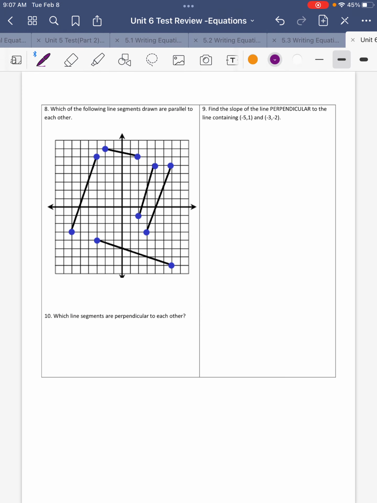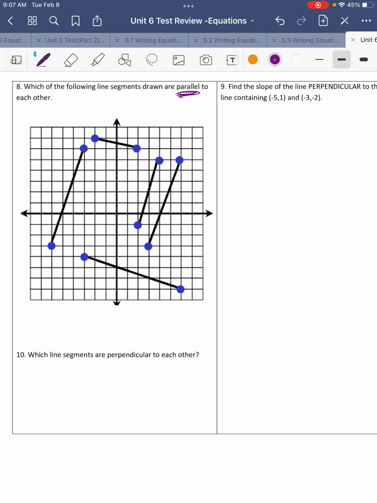All right, last couple problems here. So we need to know which ones are parallel. Parallel have the same slope. To find slope, I think it's easiest to just do rise over run on each point. So up 1, 2, 3, 4, 5, 6, 7, 8, 9. To the right 1, 2, 3. So slope is 9 over 3, which is 3 in this case.